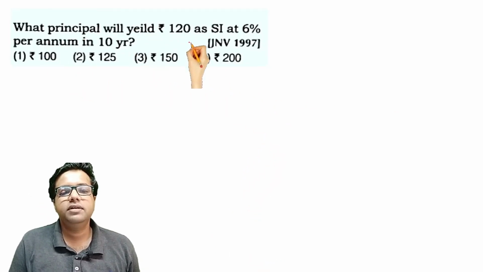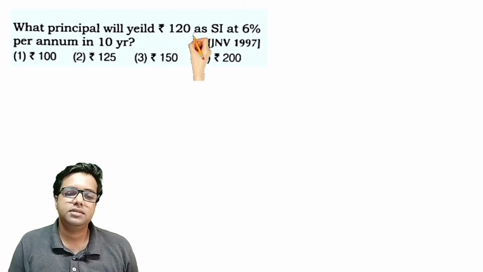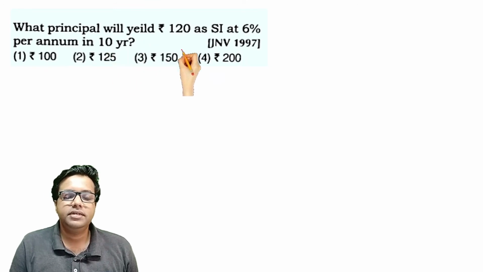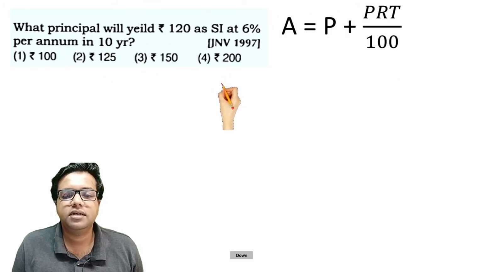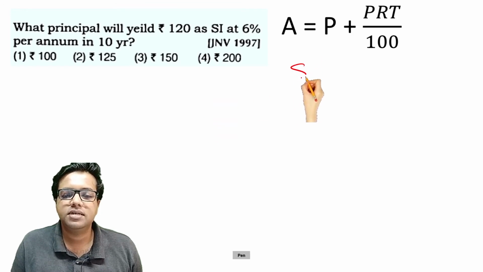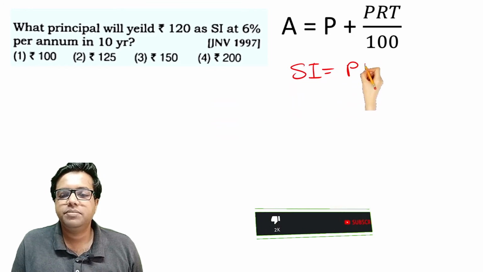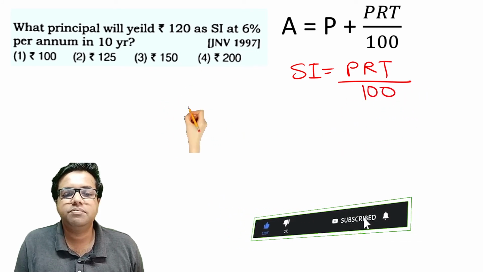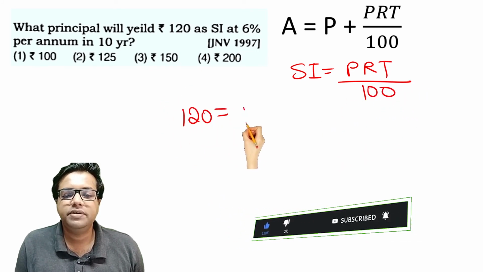What principal will yield 120 rupees as simple interest at 6% per annum in 10 years? So we need to find this principal out of simple interest. We know the formula for simple interest. Simple interest is equal to PRT by 100. So we are given the simple interest as 120 and we don't know the principal.